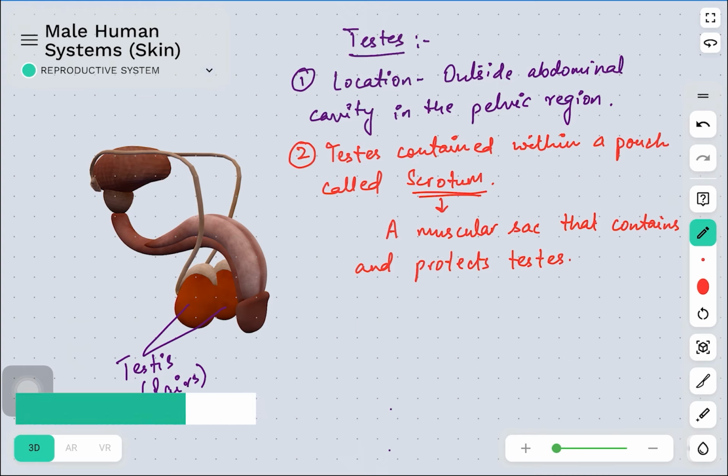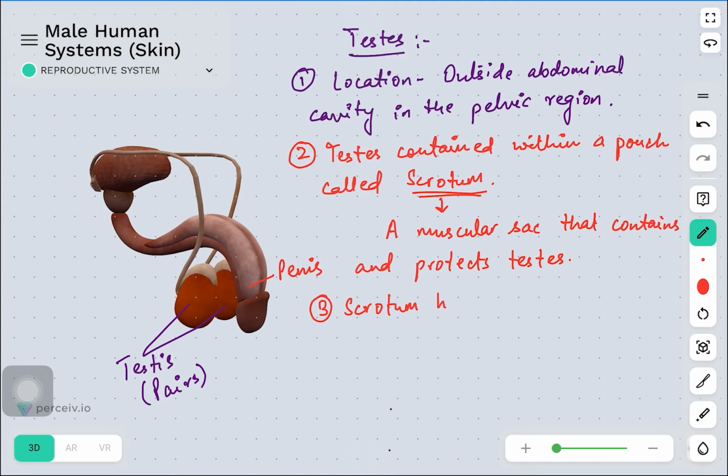Now, this scrotum is actually a part of the external male genitalia, and it is located behind the penis. You can see that since the testis is located behind the penis, the scrotum will also be located behind the penis. Why is their containment in the scrotum important? The reason is that the scrotum helps in maintaining the low temperature of the testis.